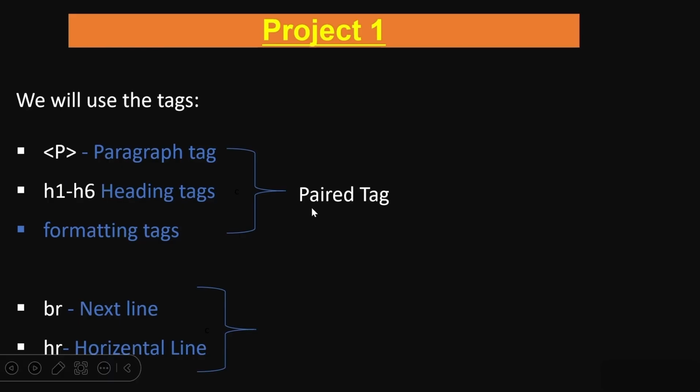These tags are actually called pair tags. We have discussed two types of tags: pair tags and self-closing tags. Pair tags have both starting and ending tags, while we will discuss the BR tag for the next line, and we will use HR for a horizontal line. These two tags are called self-closing tags because they have no closing tag. So these are some of the tags we will use in our next project.